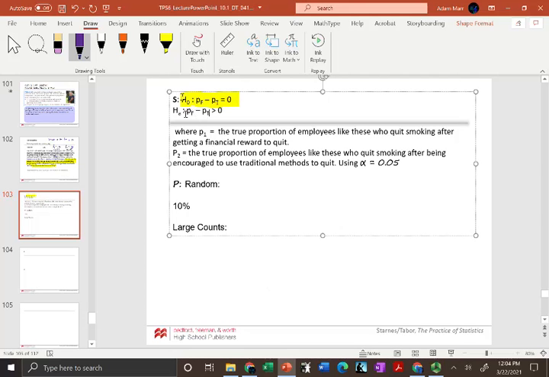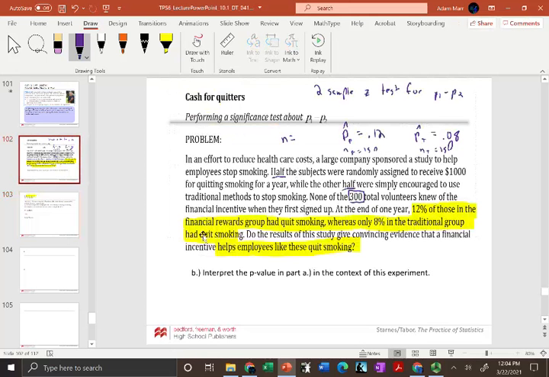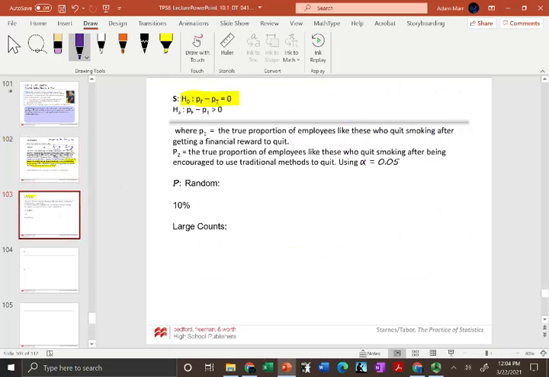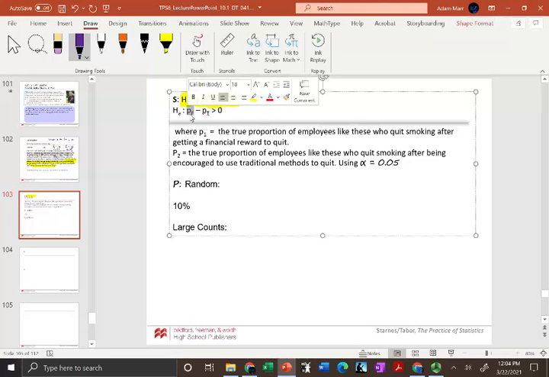Now, why is it that I made the alternative greater than 0? Because we're trying to prove, as you see, it says: does this give convincing evidence that financial incentive helps employees like these quit smoking? So if it helps, that means the proportion who quit smoking who got the financial reward is greater than the proportion that got traditional methods. So that's going to be greater than 0, which is what I put here.